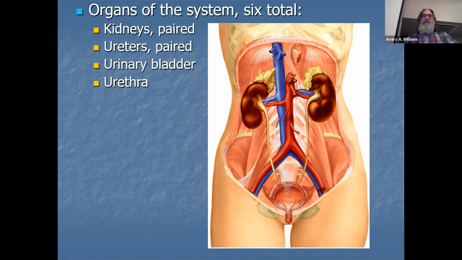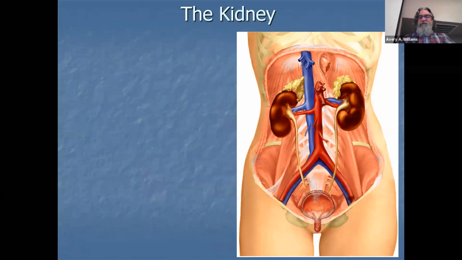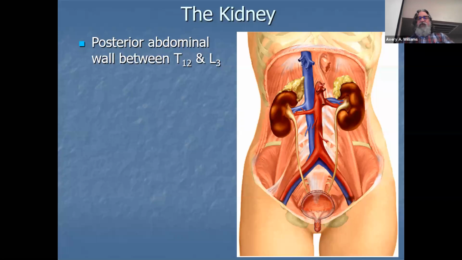It's funny, wasn't it? No, and we'll talk about all these. This is just like one slide to kind of list everything. We'll start by talking about the gross anatomy of the kidneys. They occur in the posterior abdominal wall between T12 and L1, right about that position.